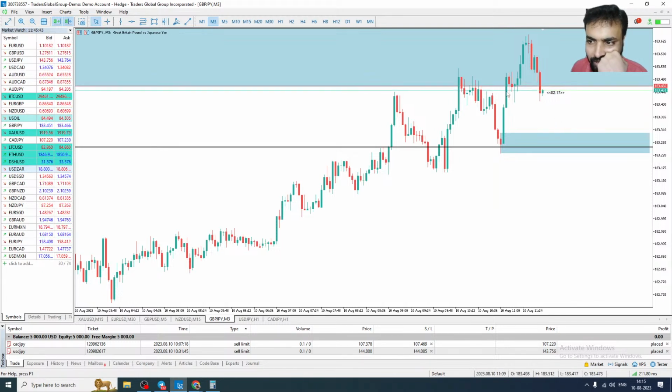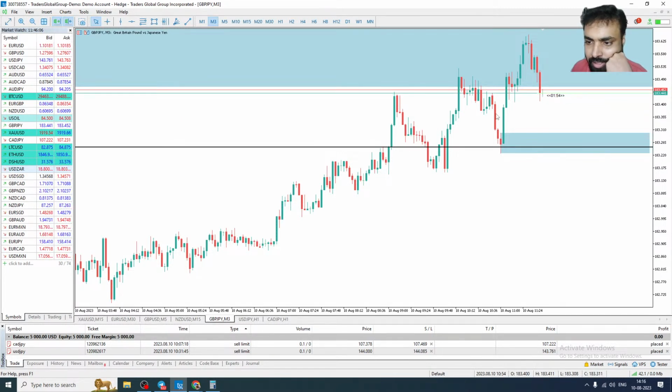Because I personally feel that this market will give a great sell entry. Great sell entry is ahead. Okay, so I still have the hope that market will be selling rather than buying. But if price comes here, let's try to take a trade.